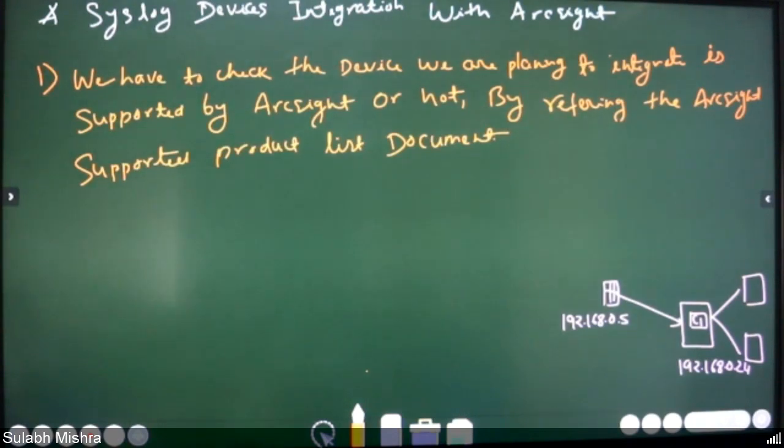Let's say you wanted to integrate a Cisco firewall, a Cisco ASA firewall. Cisco ASA has multiple versions, 6.6, 6.7, 6.8 and so on. Now you have to check whether your version is supported or not, and which connector you have to install. What is the connector name?